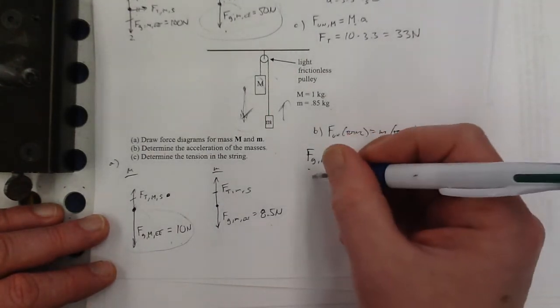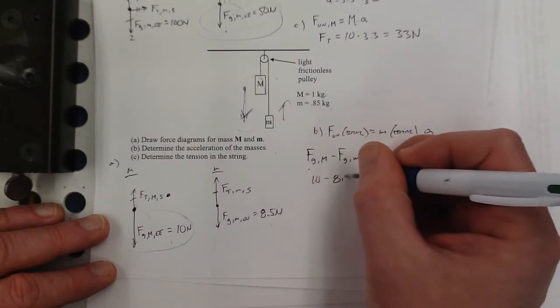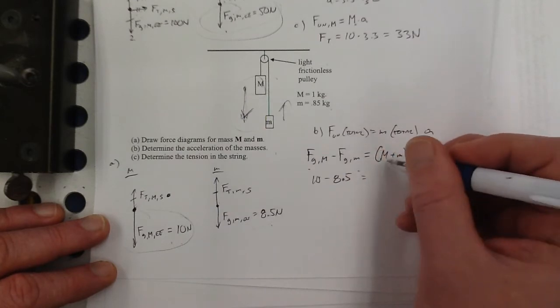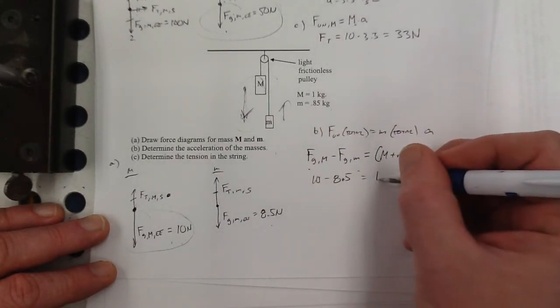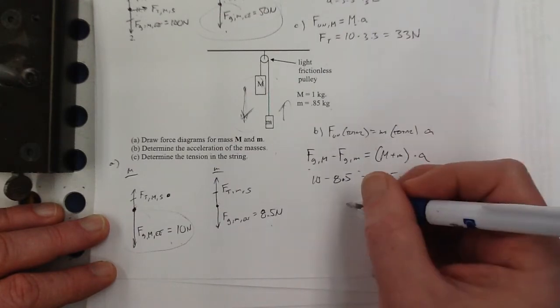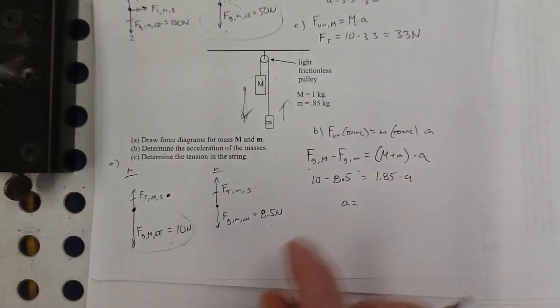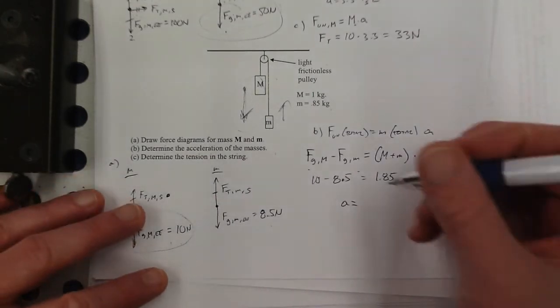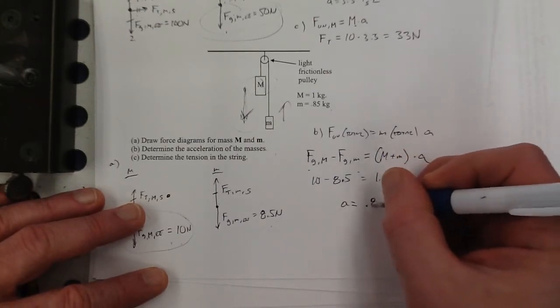So let's do the math. Or let's plug in some numbers anyway, then we'll do the math. Total mass, 1.85 times A. So it looks like the acceleration is going to be 1.5 divided by 1.85, which is about 0.81, my calculator is telling me.